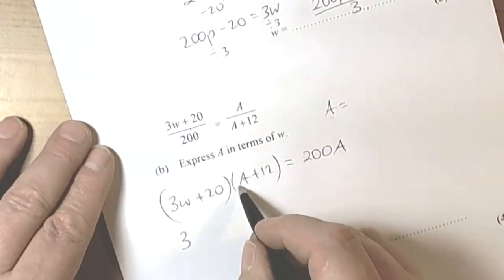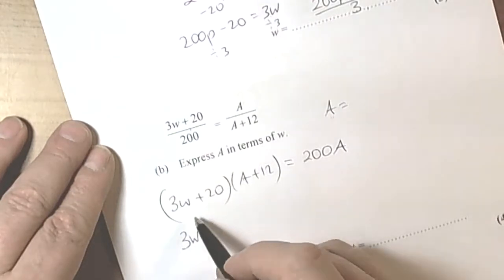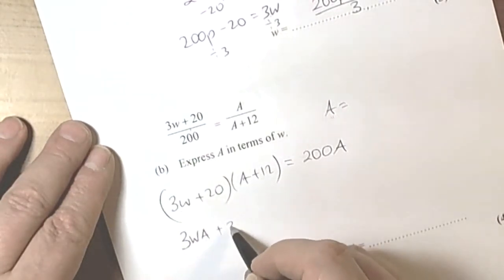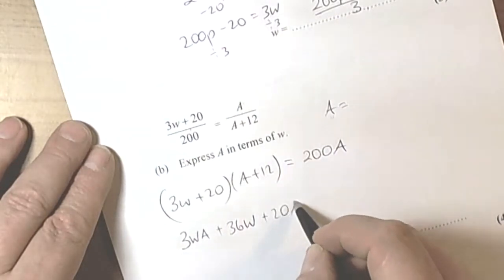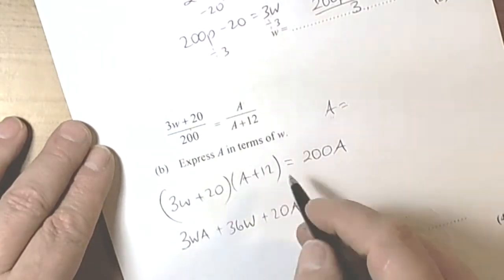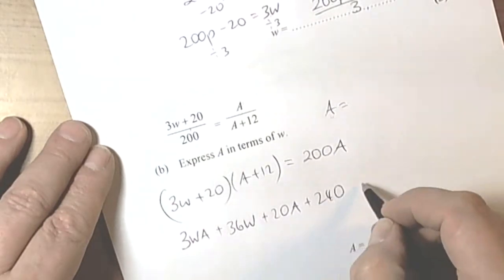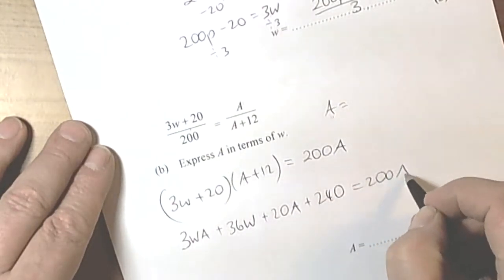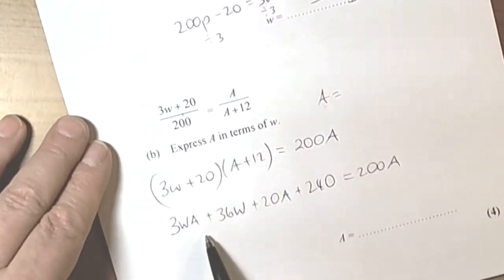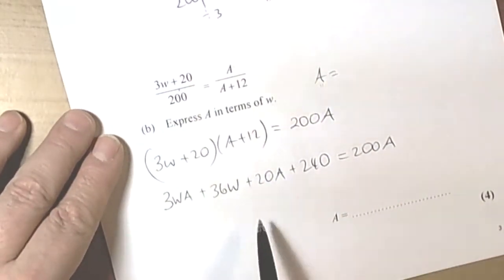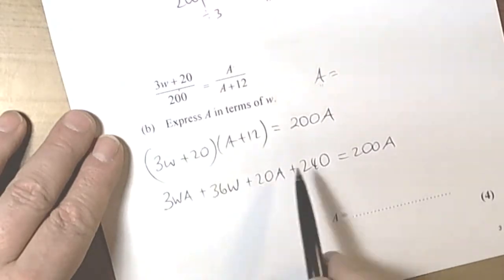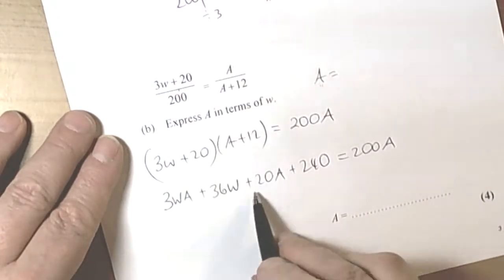So 3w times a is 3wa, 3w times 12 is 36w. 20 times a is 20a positive, and we've got 20 times 12, which is 240, and that equals 200a. Now, because I'm trying to factorise out the a to make a the subject, I'm going to move the a across to the other side. So let's have a look.